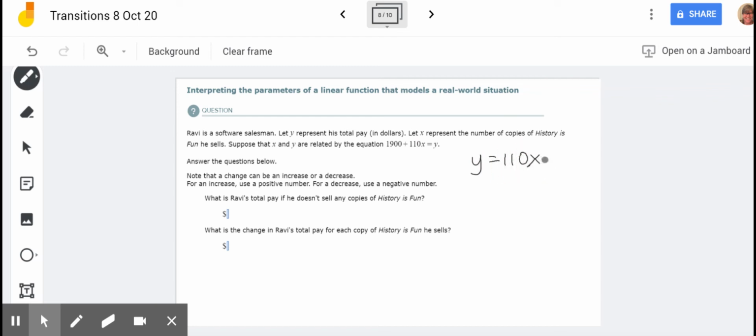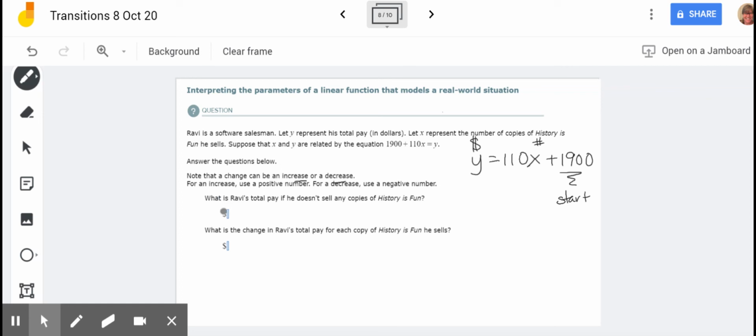I hope you recognize it. It's not written in standard form or in slope-intercept form, but if I change it around, it is. The reason why you change it around if you need to is this is where you start. X is the number of history books, and Y is his money, his total pay. Okay, answer the questions below. Note that a change can be an increase or a decrease. For an increase, use a positive number. For a decrease, use a negative number.